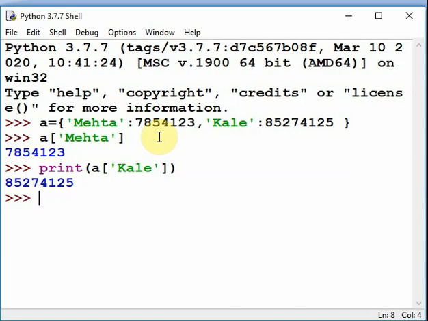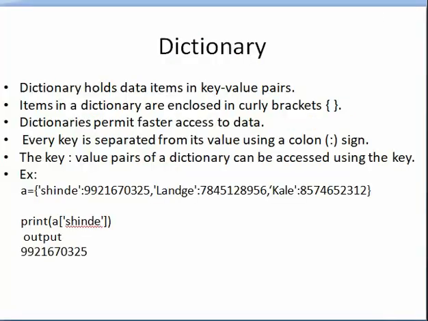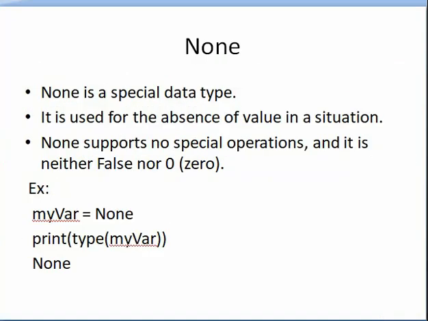Now next is None. So what is None? It is a special data type. It is used for the absence of value in a situation. When there is no value to store in a variable, you can store None in that variable.